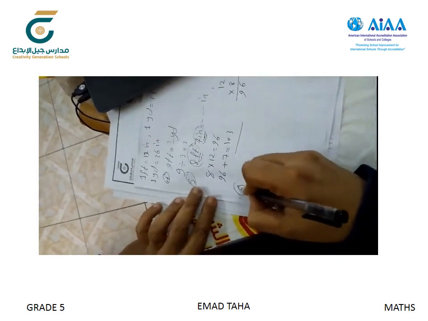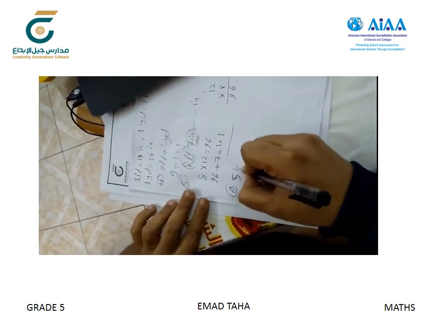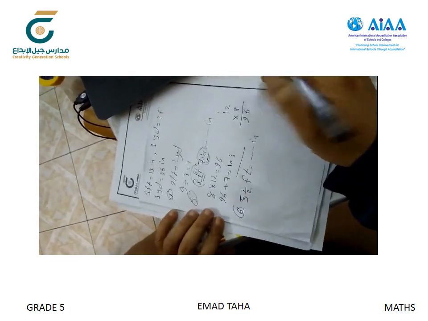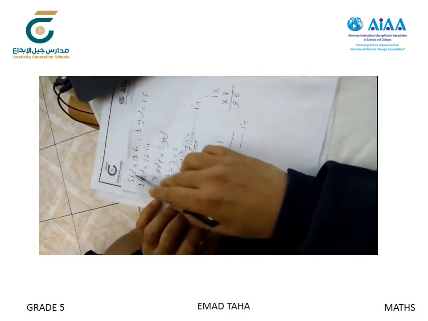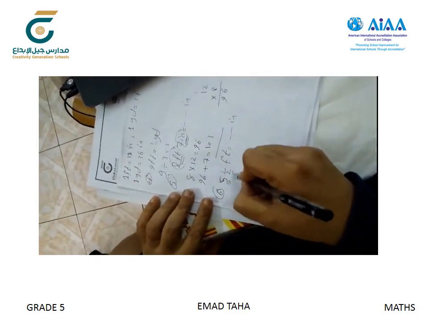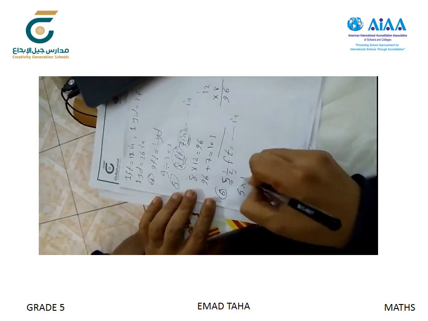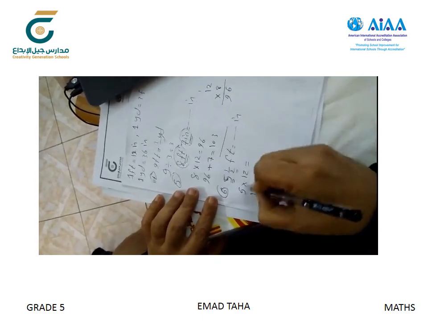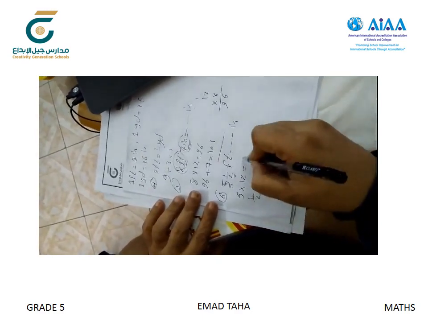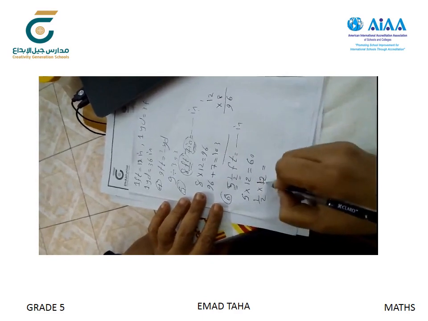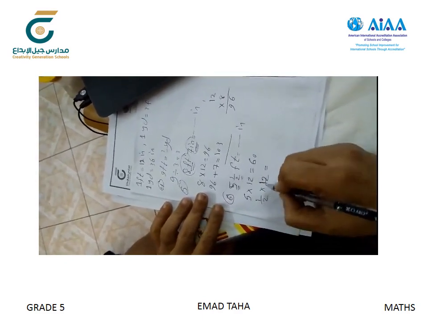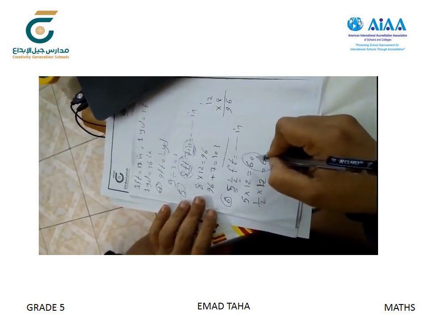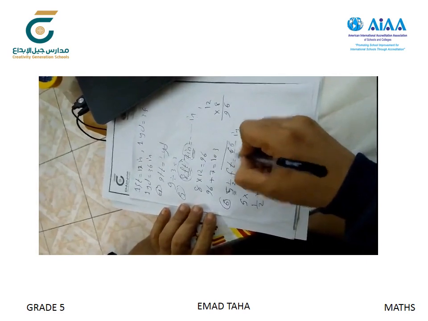Question number 6. 5.5 feet equal how many inches? So to convert feet to inches, we multiply by 12. So we have two parts also, 5 and a half. 5 multiplied by 12, and half multiplied by 12. 5 times 12 equals 60. And half times 12, when we divide 12 into two parts, equals 6. So 60 plus 6 equals 66.